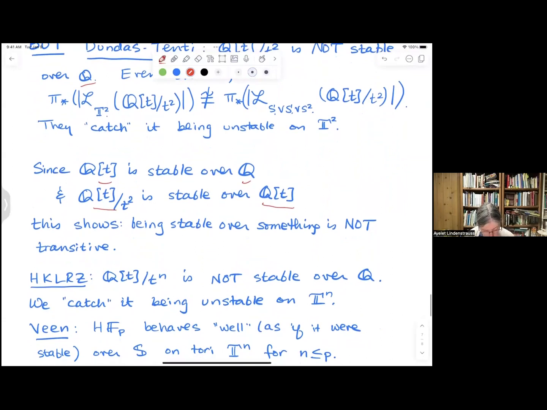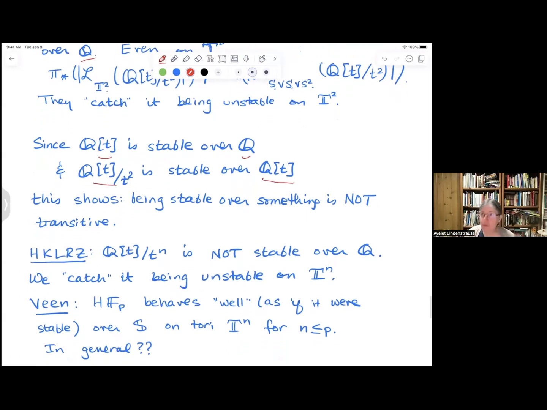And then with Hedenlund, Klanderman, Richter, and Zhu, we showed that Q[t] mod t^n over Q is not stable over Q. And just like Dundas and Tenti caught their example with t squared as being unstable on the 2-torus, we catch our example as being unstable on a higher torus, on T^n. I mean, I sort of think, we haven't formalized this, but I think of it as if n is bigger, the ring is a little closer to being smooth. So it behaves a little better in terms of stability.